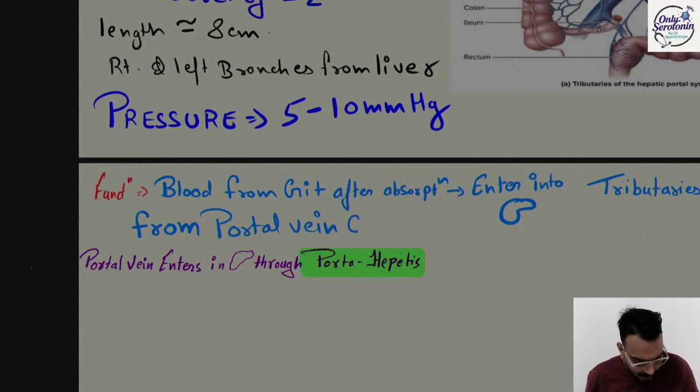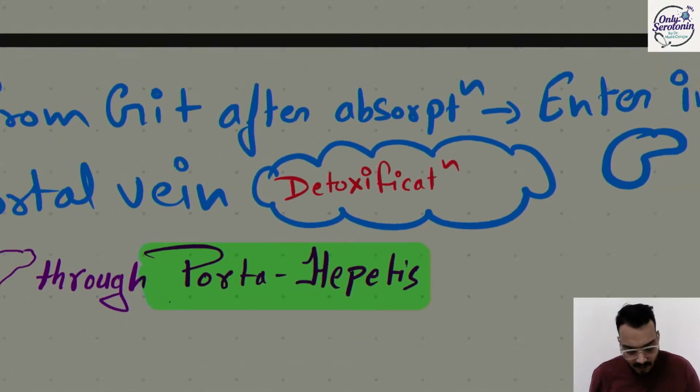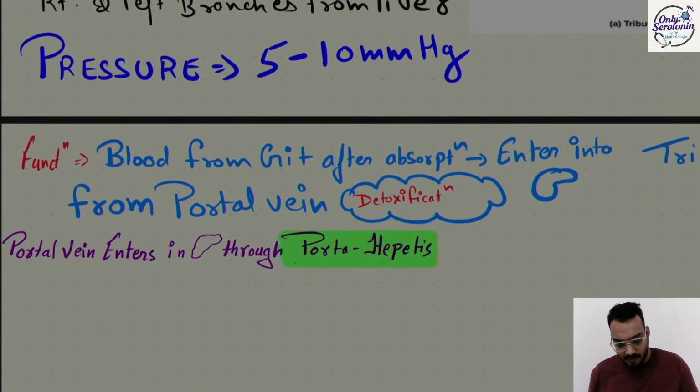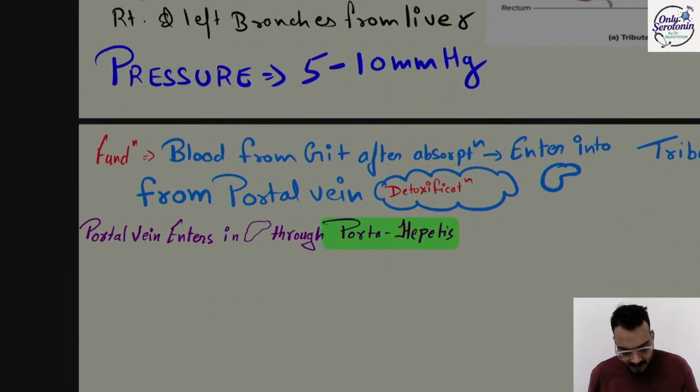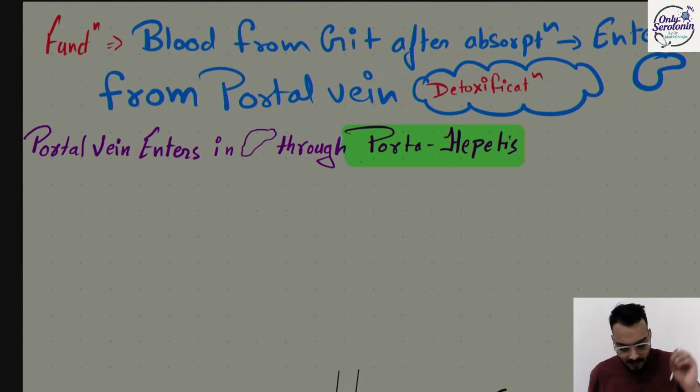And why is it going to enter into the liver? Just because we want to detoxify it. What is the function? The function is detoxification. Blood will get detoxified in the liver. How? The portal vein will supply the liver. This portal vein will enter through a hole in a ligament. That hole is known as the porta hepatis, and the ligament is known as what, guys?